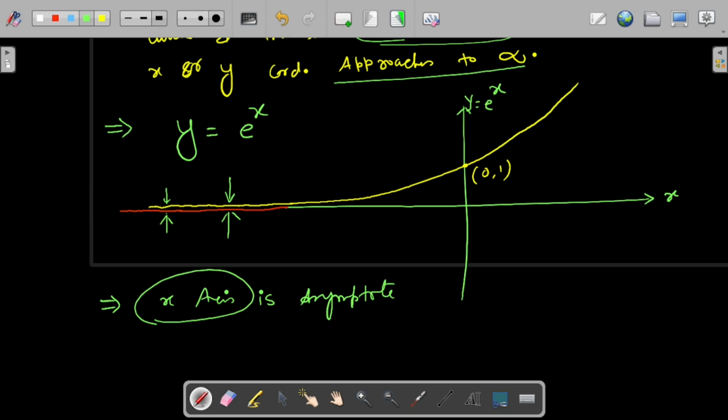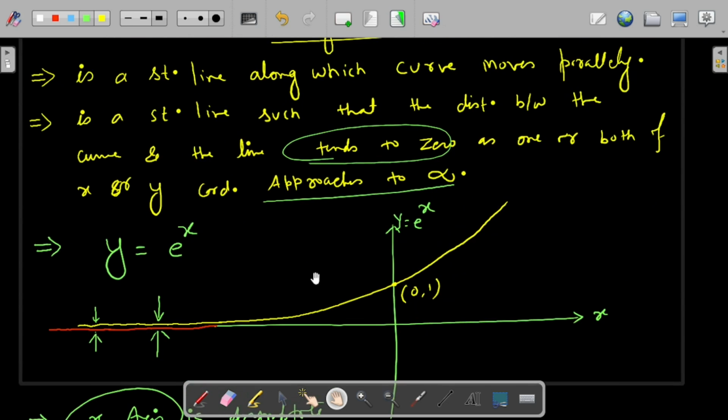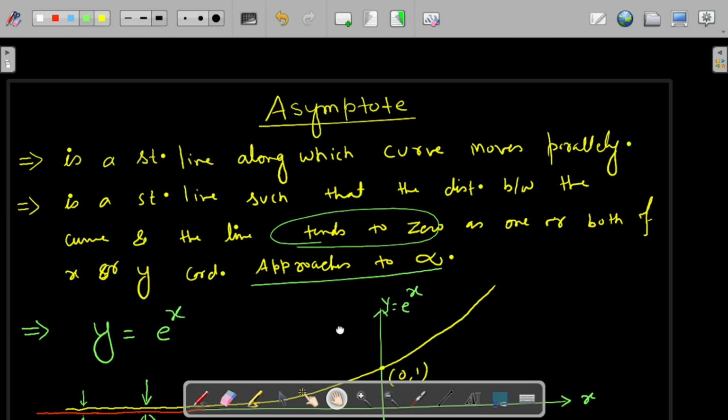And what's the equation of the x-axis? The equation of the x-axis is y equals 0. So we can say y equals 0 is the asymptote, and it's a horizontal line, so we can say it's a horizontal asymptote. Let us go in depth for this discussion.